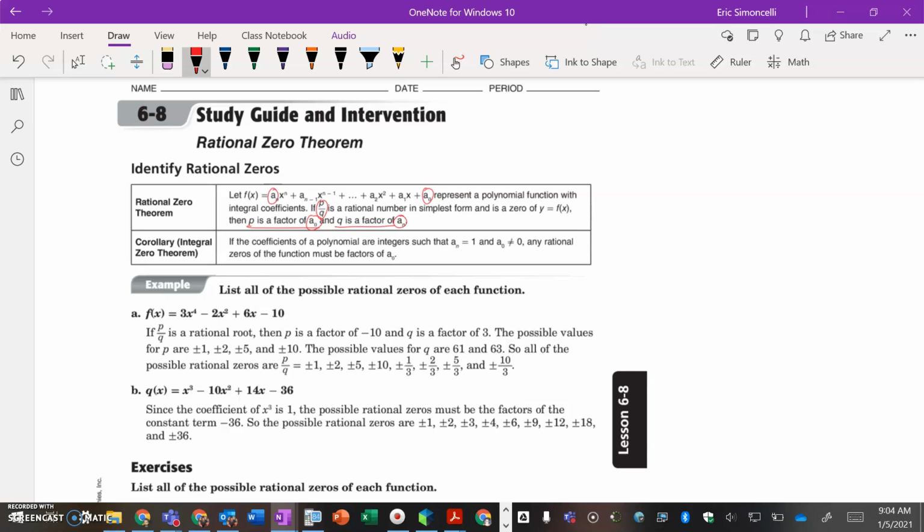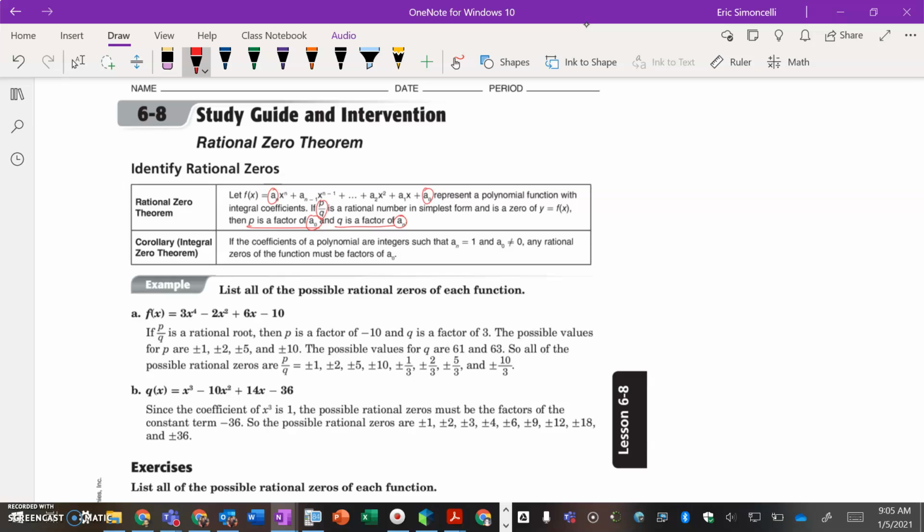aspect. A corollary to this, the integral zero theorem, or integer zero theorem for that matter: if the coefficients of a polynomial are integers such that a sub n equals 1 and a sub 0 does not equal 0, any rational zeros of the function must be factors of a sub 0. For example, list all possible rationals of each function.